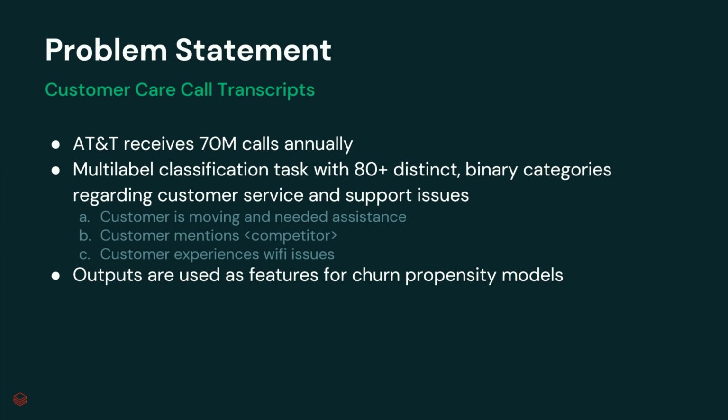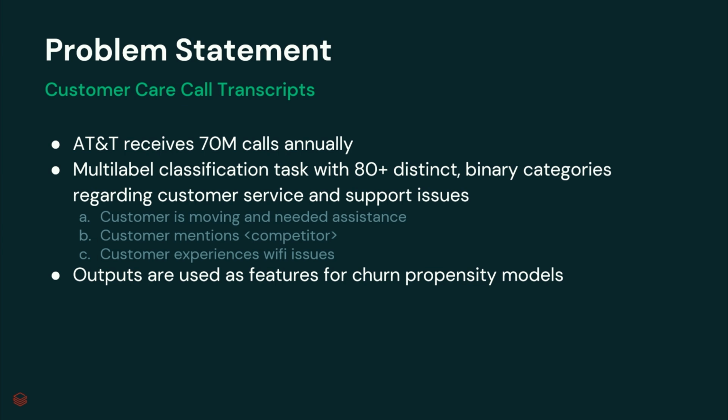And those categories will span customer service and support issues. Some examples here are customers moving and needing assistance, customer mentions a competitor, customer experiences Wi-Fi issues. So we have 3 examples here, but if you can imagine, there'll be 80 of those categories that we want to label yes, no, true, false for every single given transcript.